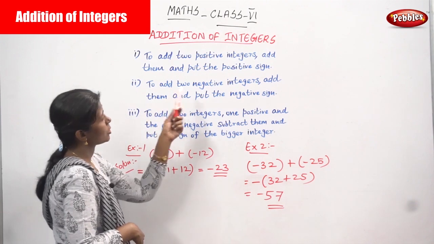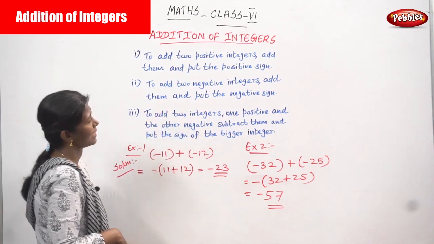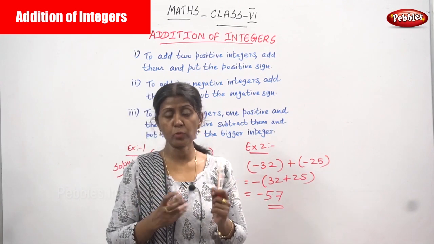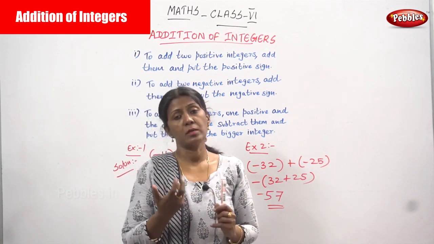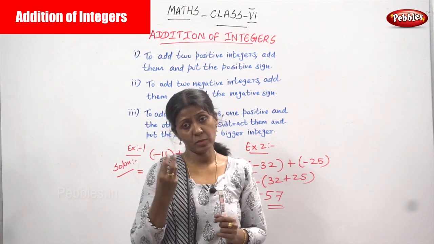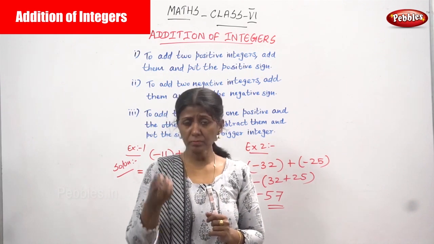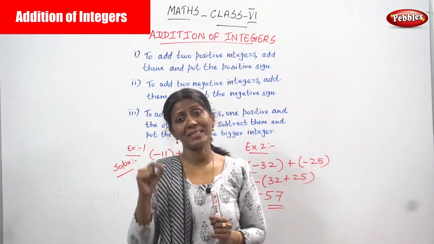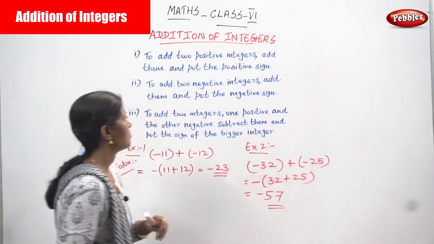The next one is to add two negative integers, add them and put the negative sign. Suppose you add two negative integers, you add the numbers and you must use only the negative sign. That is what they mention.